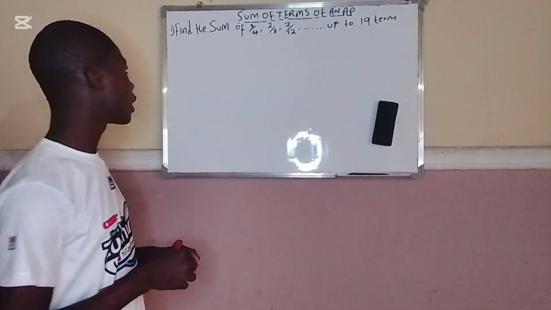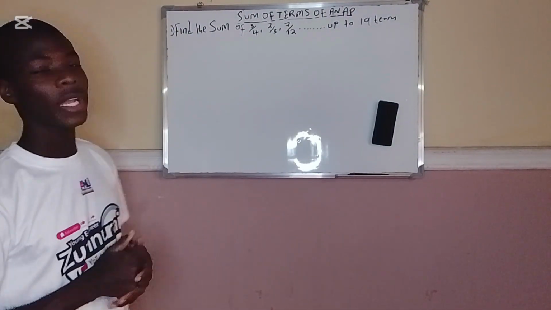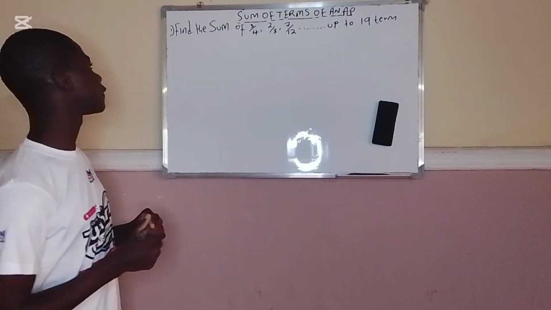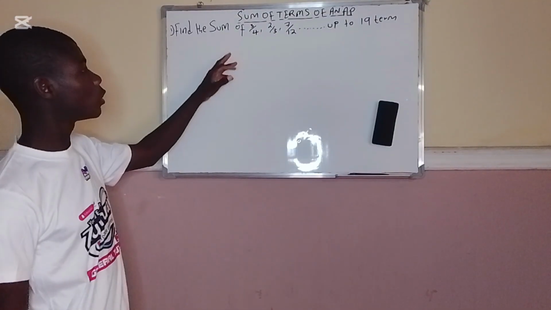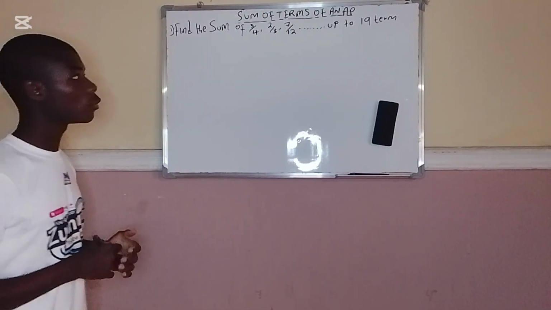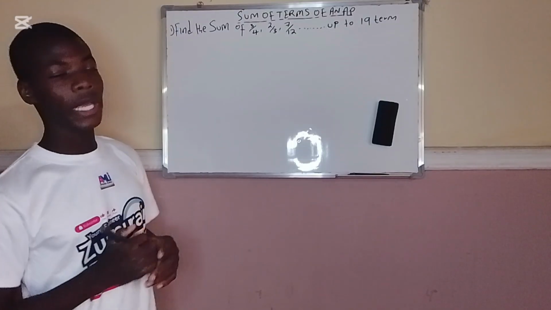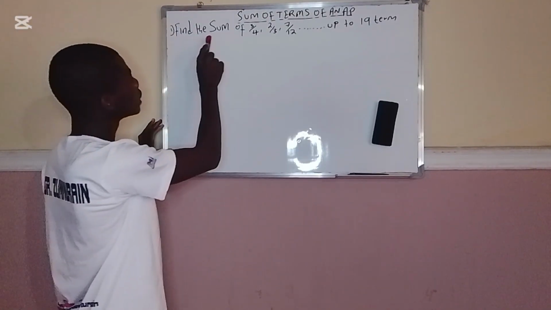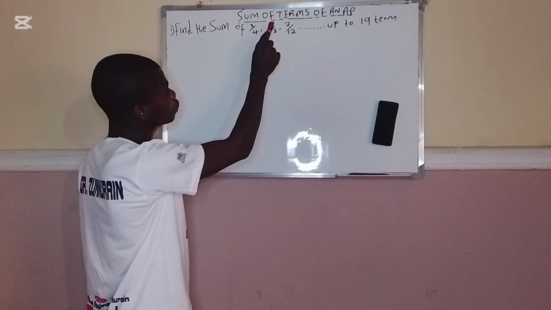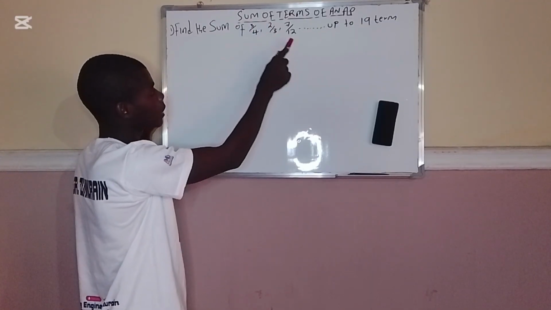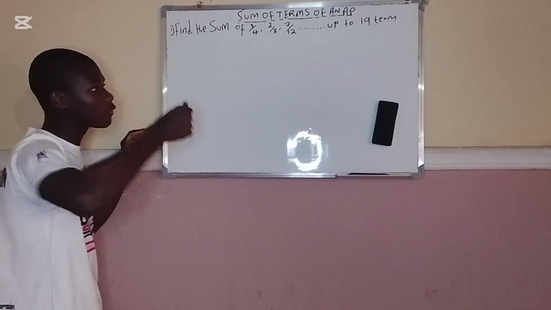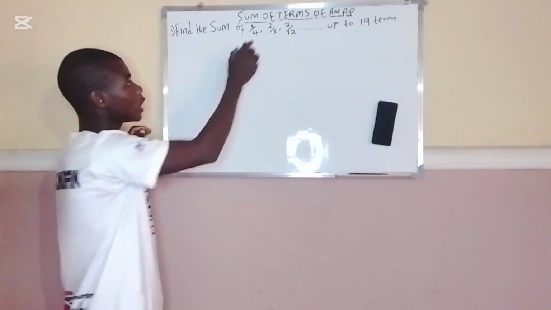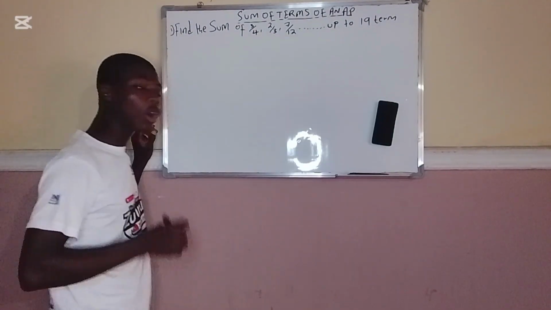In this tutorial, we are going to see the sum of terms of an AP. The question says: find the sum of 3/4, 2/3, 7/12 up to 19 terms. So we are to find the sum of 3/2, 3/4, 2/3, 7/12 up to 19 terms.